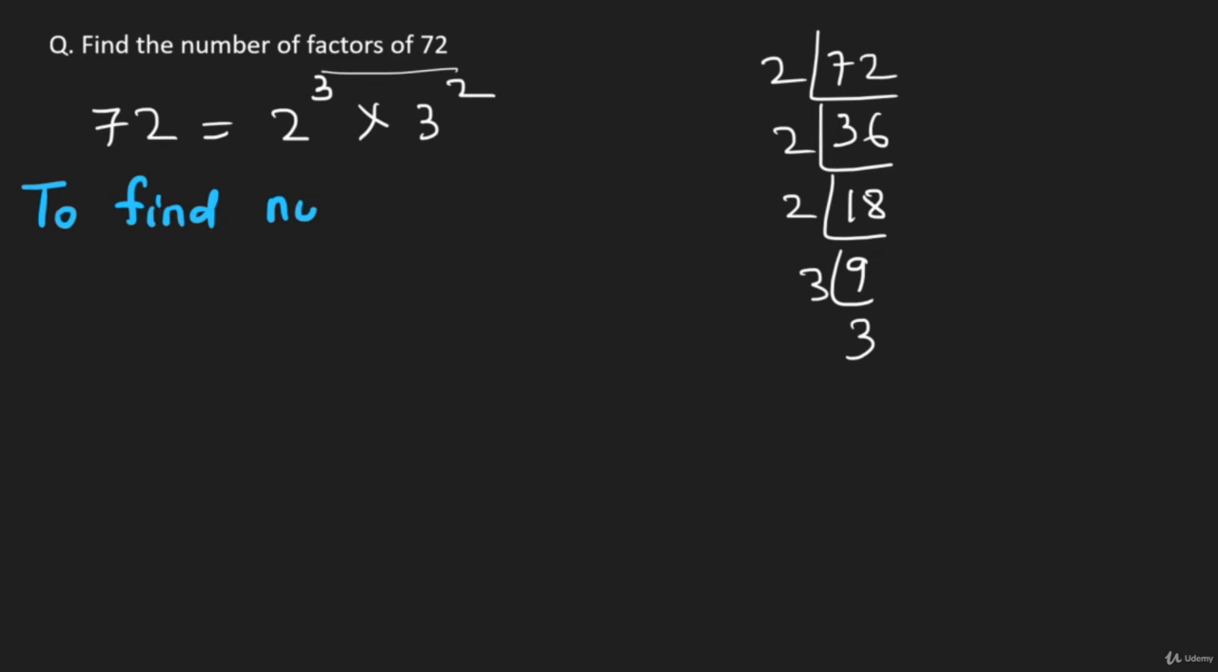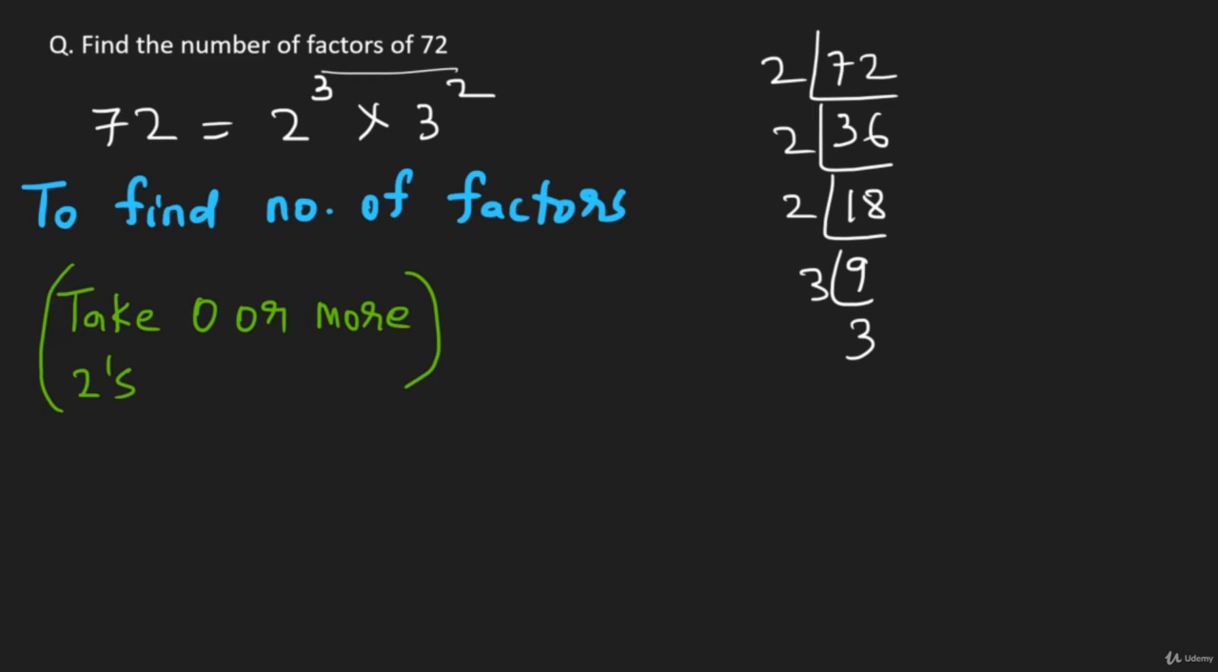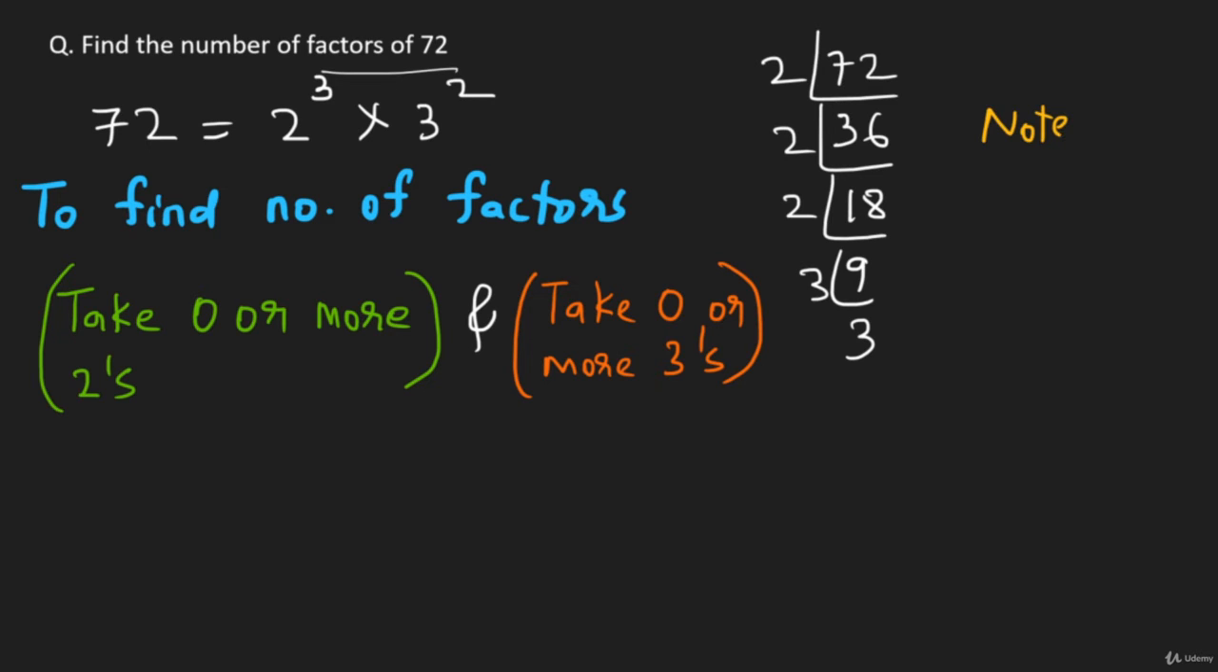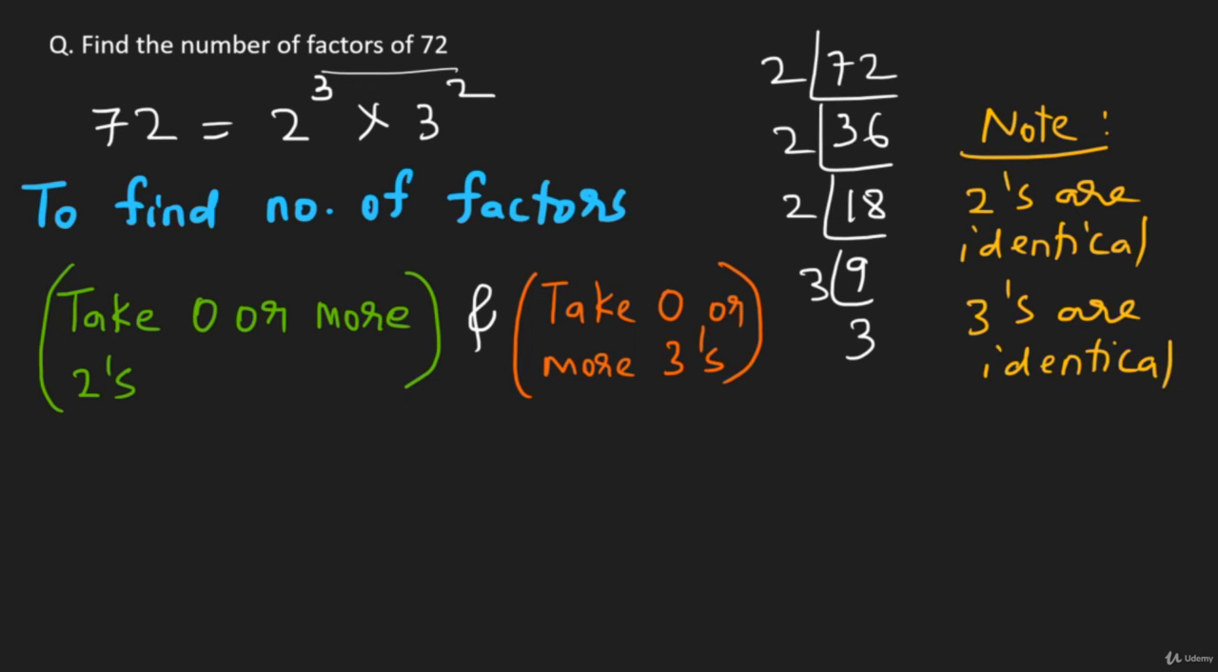Now, we need to find the number of factors of 72. Over here, we have 3 2's and 2 3's, right? That's identical to saying I have 3 equivalent items and each item is 2. Similarly, I have 2 identical items and each item is 3. Therefore, to find the number of factors, I need to take 0 or more 2's and I need to take 0 or more 3's, right? Now, you can note that 2's are identical and 3's are identical. One 2 and the other 2 both are identical.